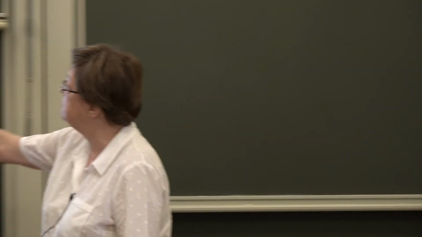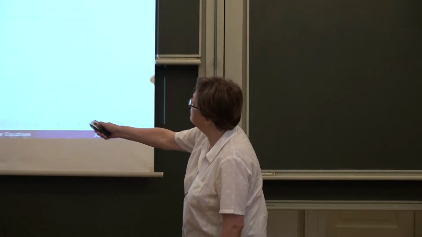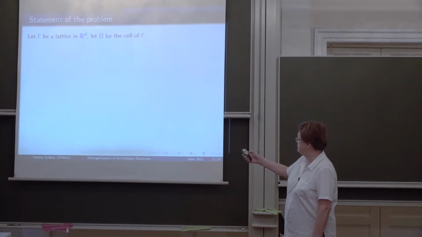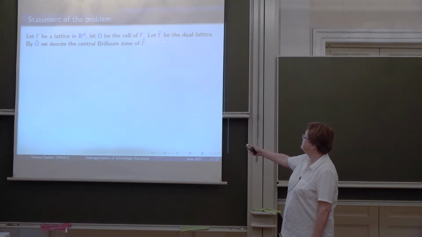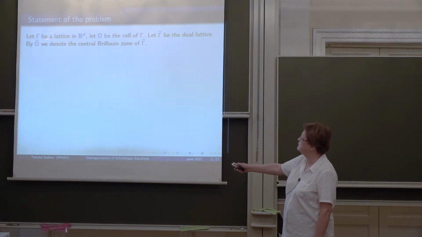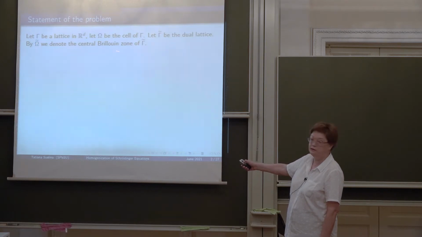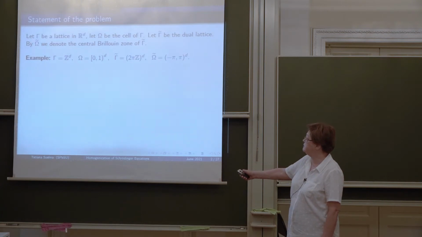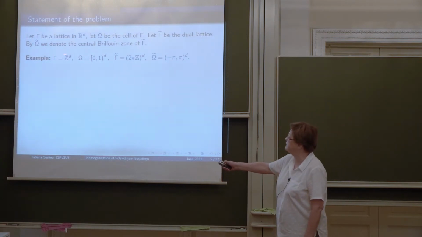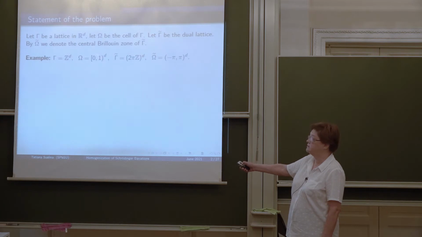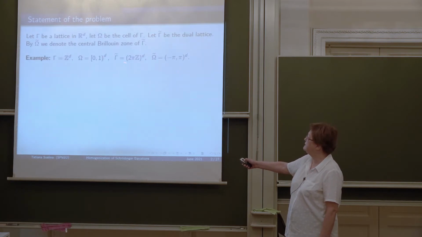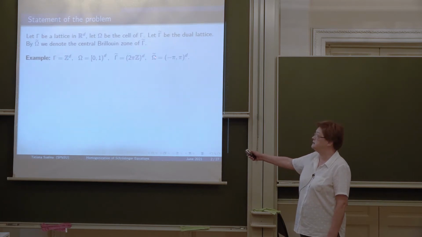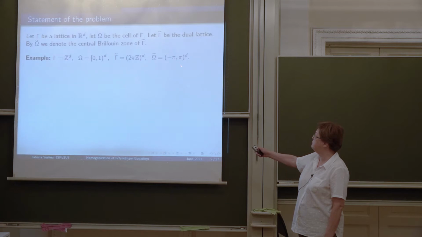By gamma, we denote a lattice in R^d. Omega is the cell of this lattice. Gamma tilde is the dual lattice, and omega tilde is the central Brillouin zone of the dual lattice. For instance, if gamma is the cubic lattice, Z^d, then omega is the unit cube. Gamma tilde is also cubic, 2 pi Z to the power d, and omega tilde is the cube (-pi, pi) to the power d.